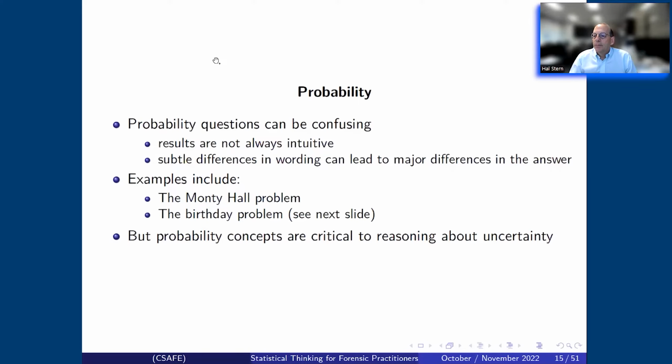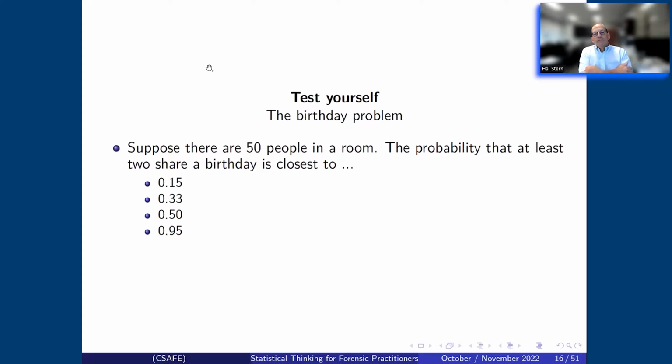So here's the birthday problem for you. Suppose there are 50 people in a room. What do you think the probability is that at least 2 of those 50 people share a birthday? And there are 4 choices. One thing, I have to confess, the answer is ahead on the next slide, so please don't cheat and look at it.